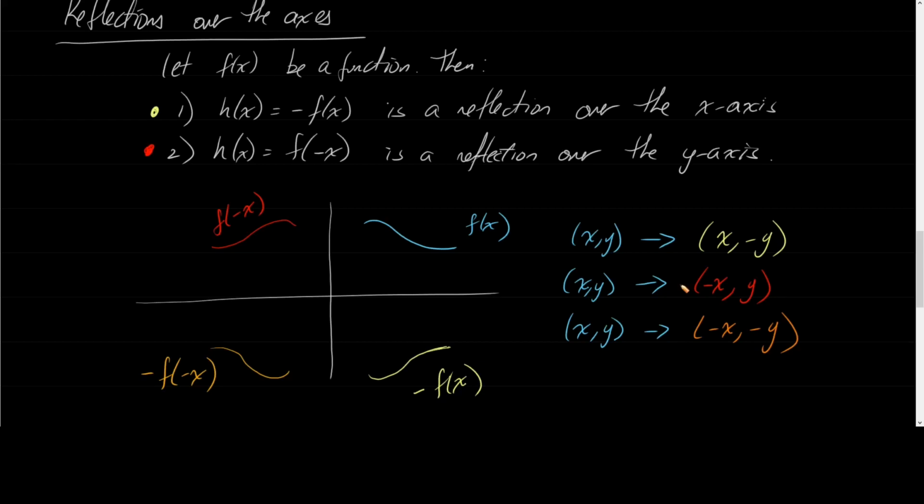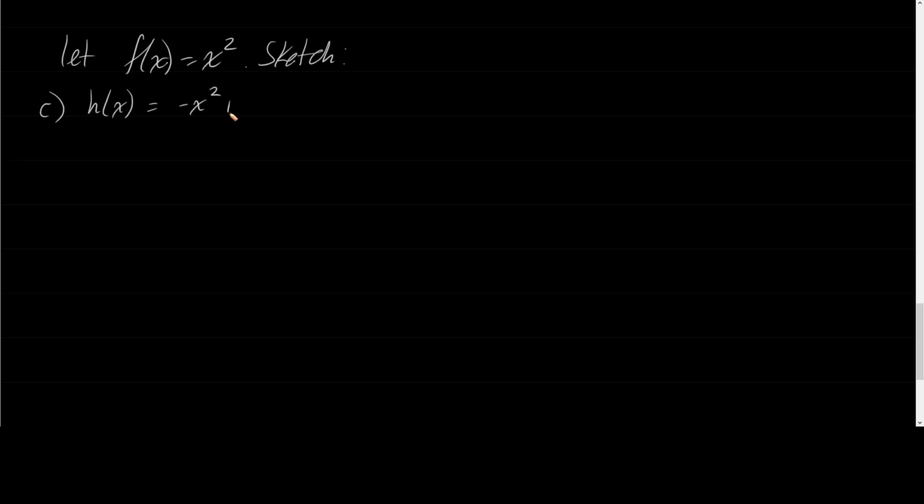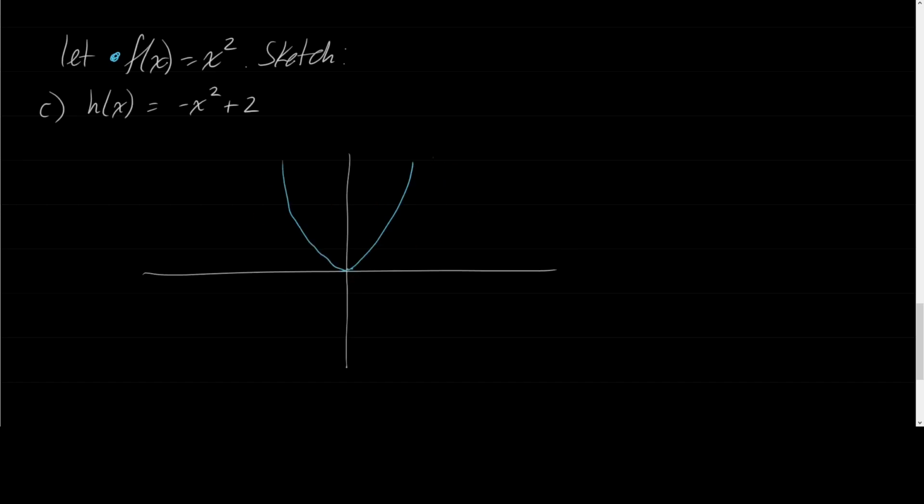So let's see what this looks like. All right. So let's say that I have, if I said let f of x be equal to x squared, sketch the following. So we're going to sketch h of x, which is negative x squared plus 2. All right, so let's see what that's going to look like. First, I want to graph x squared here in blue. And x squared, we know, is just this, right? That's f of x equals x squared. So what would negative x squared plus 2 look like?